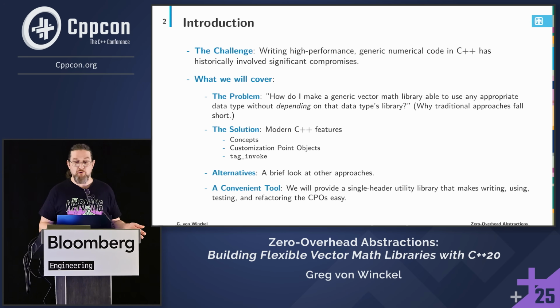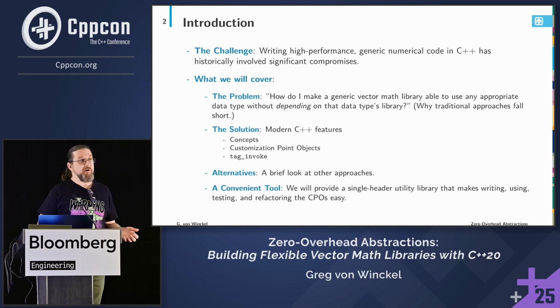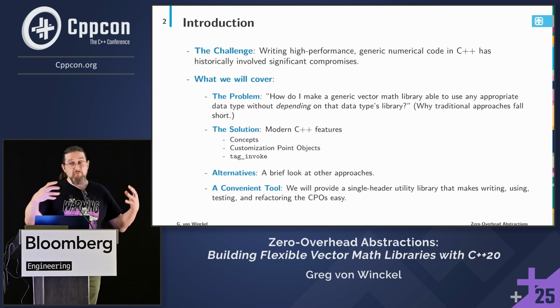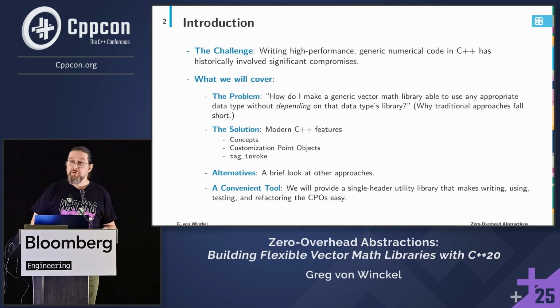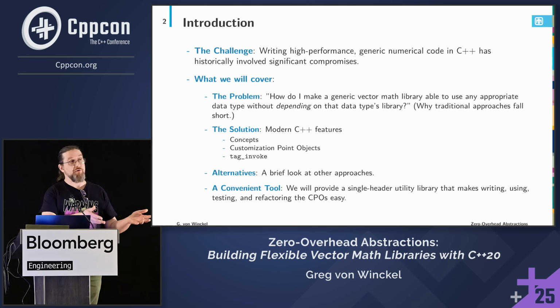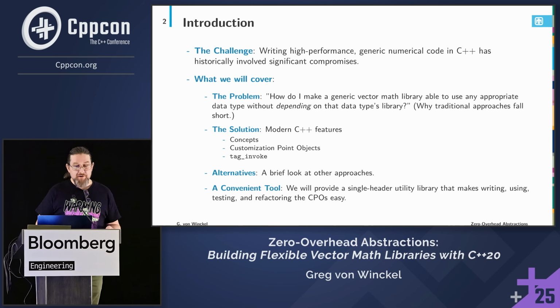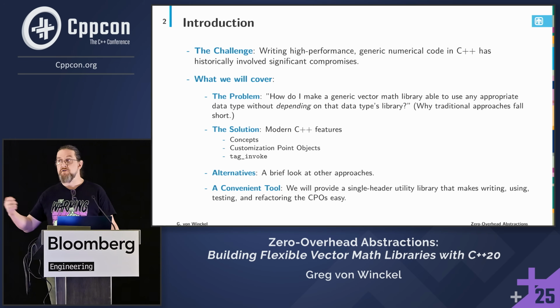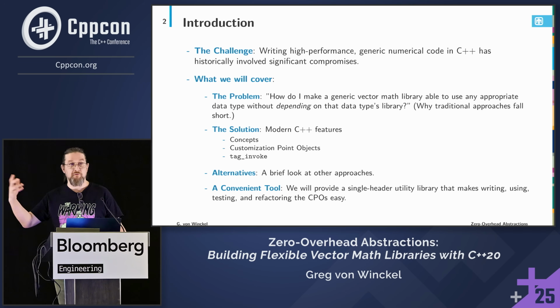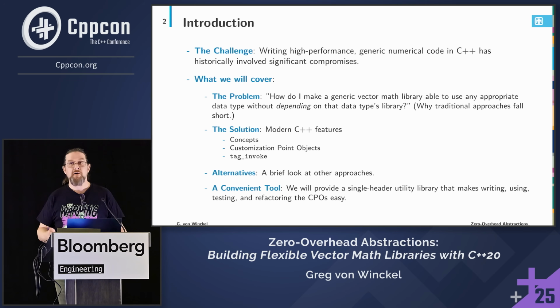So here's our sort of model problem. You want to write a library that does a bunch of math operations, and you want your library to be able to use an arbitrary type. But you don't want your library to depend on, say, the headers for that type. You don't want to make it a necessity. So how do you go about doing this?